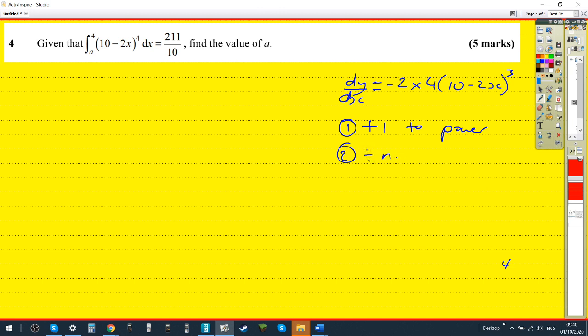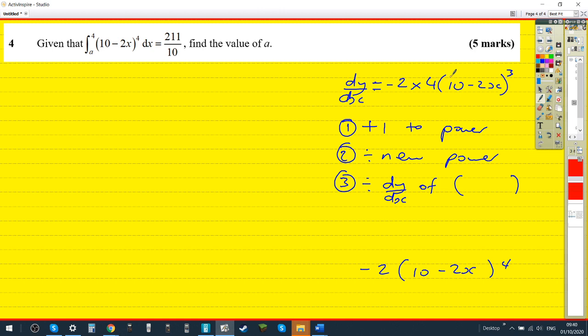So I'll divide by the new power. That would give us an extra minus 2 on the outside. What do you have to do to get rid of that? How do we get rid of times minus 2? I don't know. Divide by minus 2. Okay. Of function inside function. I'll just call it like that.